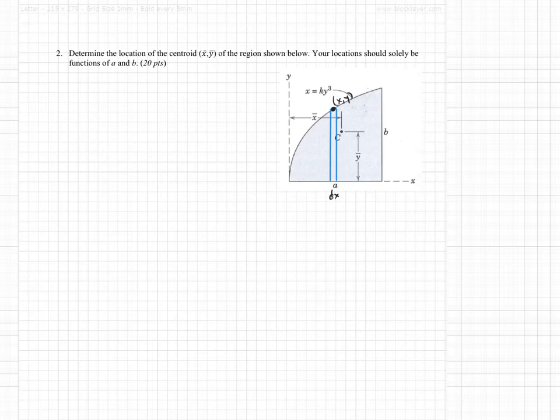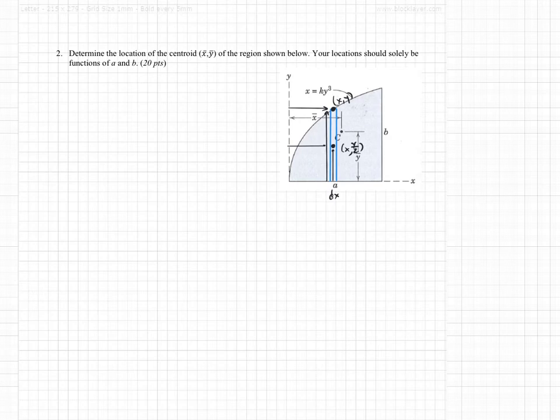Now let's find the centroid. The centroid's like right here, and it's got a location. So if this is x right here, then this is also x. So its location is x. And if this is y, then this right here is y on 2. Y on 2. Boom. So we can go ahead and start working this sucker.